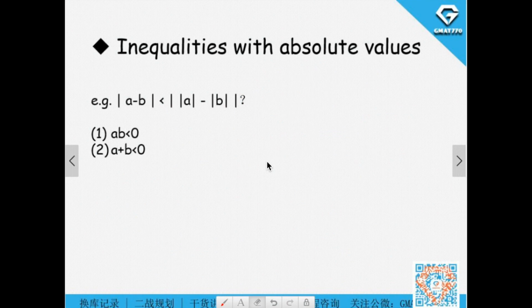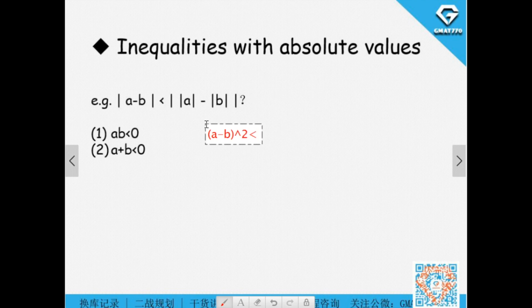Okay, here's another example. In this inequality question, we have absolute value marks on both sides. As we have learned before, if we have absolute value marks on both sides, we can square both sides to remove the absolute value marks. So let's try it together. First, you square the left side, so you will have the square of A minus B.